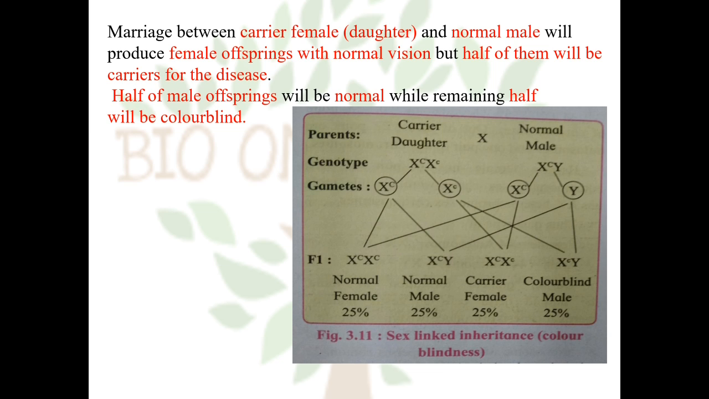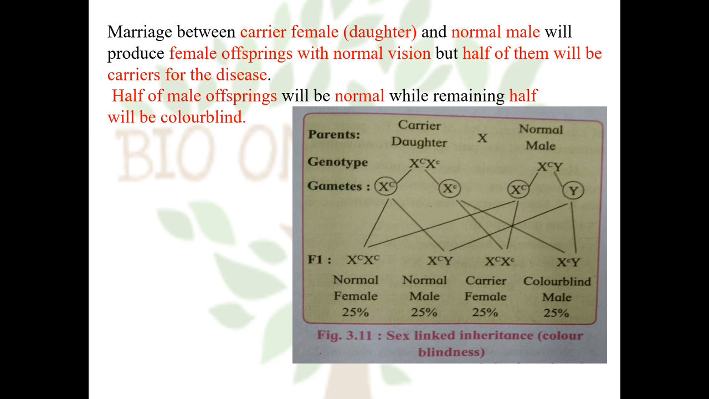That means this marriage will produce female offspring who all have normal vision, and half of them will be carriers of the disease. Half of the male offspring will be normal, while the remaining half will be colorblind.